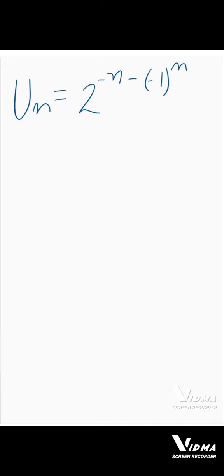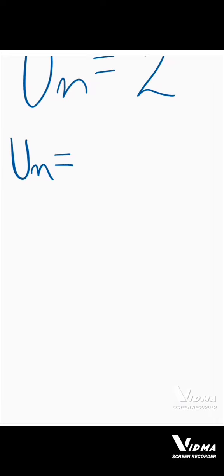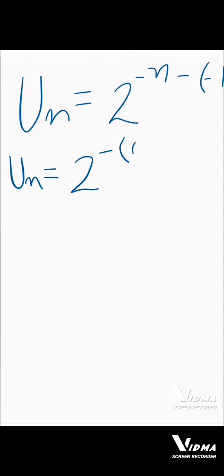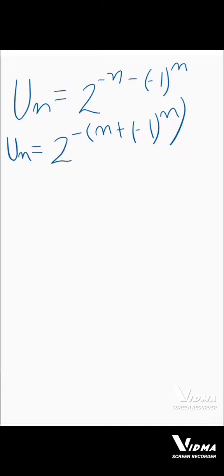Okay, so here the general term of our given series is u_n = 2^(-n - (-1)^n), right? Let's try to simplify this a bit. So the given u_n, let me try to simplify it. Can I say this is nothing but 2^(-(n + (-1)^n))? I hope this is fine.